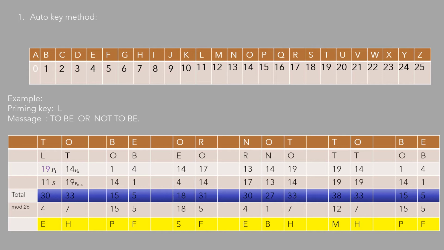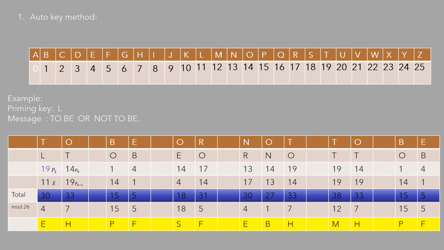And in the second row, let us include the priming key as a prefix along with the message. Since L is included as a prefix for the message, the last letter E will be omitted. That will be dropped. And the numbers corresponding to the original message are written in the third row. And since the seed S is the priming key L, the number corresponding to that is 11.